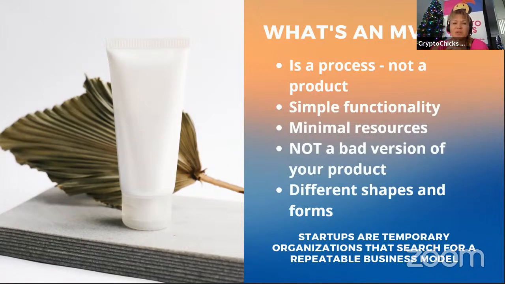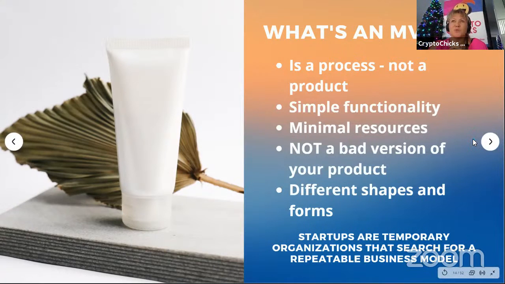And this is not a bad version, a bad cut version of your future product, not at all. You see the Uber that it looks like right now, it's nothing like it was before when it was the MVP. And it also can be different shapes and forms. Yes, it can be a whole bunch of manual SMS messages. It can be Excel spreadsheet. It can be anything that you decide.